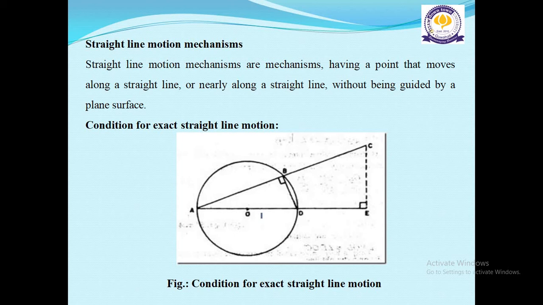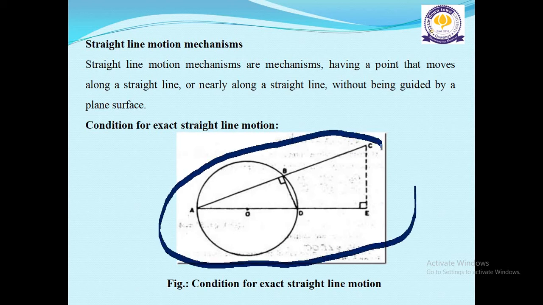Straight line motion mechanisms are mechanisms having a point that moves along a straight line or nearly along a straight line without being guided by a plane surface. Here you can see the figure of a condition for exact straight line motion.